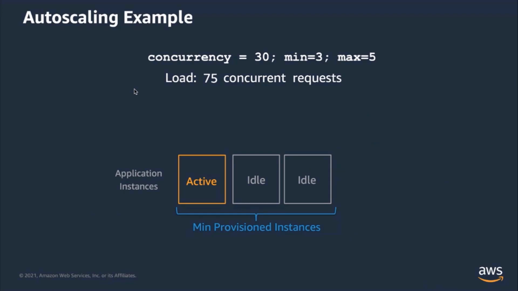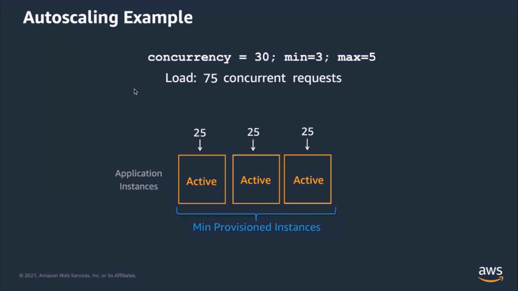So we saw what happens when we sent 20 requests, single instance got activated. Now, what if we up the load to 75 concurrent requests? So with 75, we basically need all three of the provisioned instances to handle that load. So we'll activate all three of those instances and distribute the load across all of them.